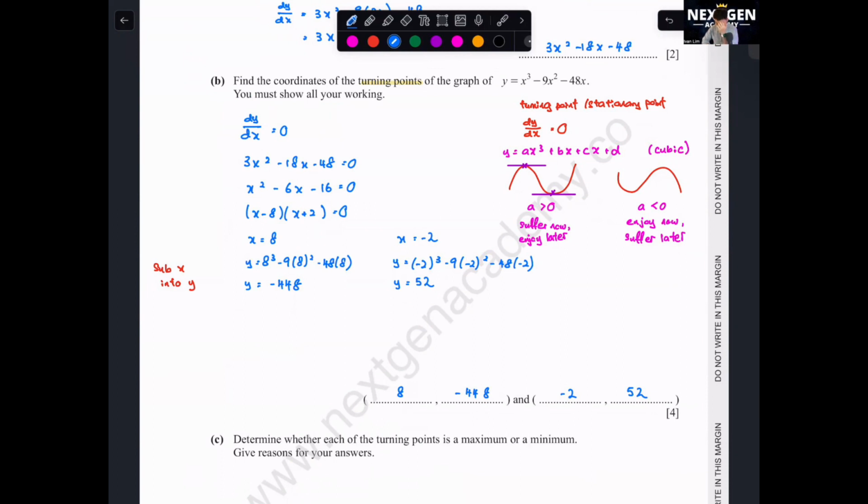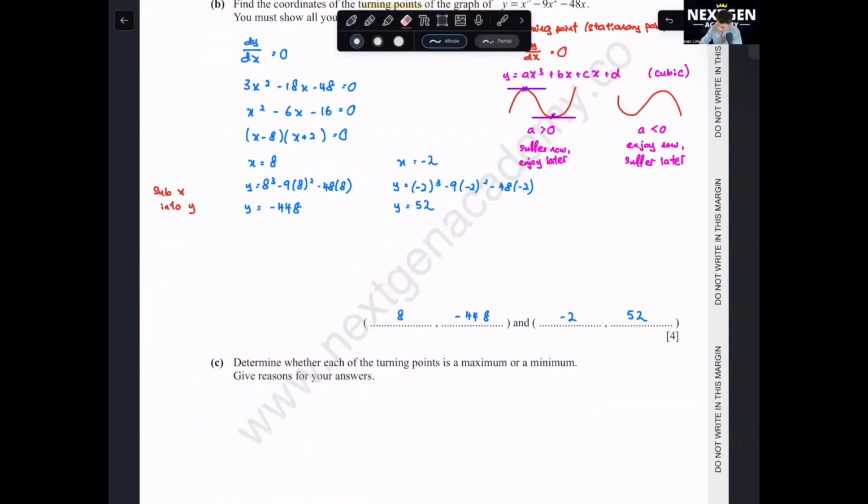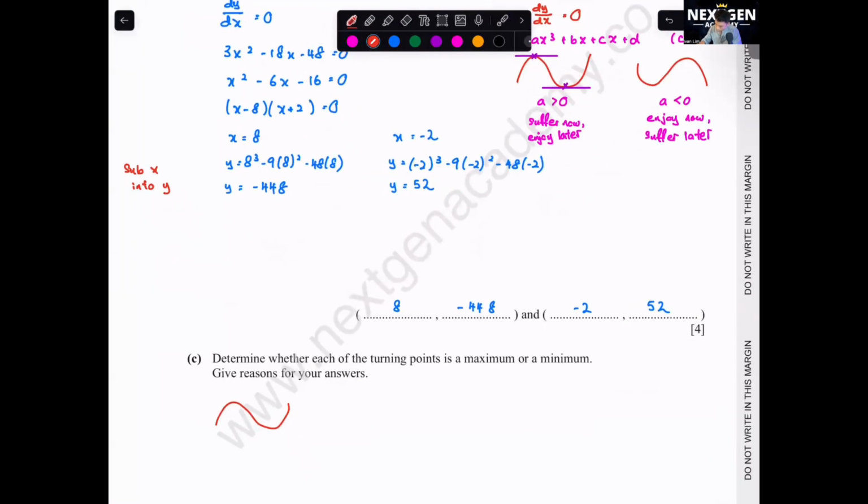Okay, they might test you on drawing of graph for cubic. So x cubed minus 9x squared minus 48x. How does it look like? Sad, happy. Okay, sad and happy. And then you have two turning points over here.